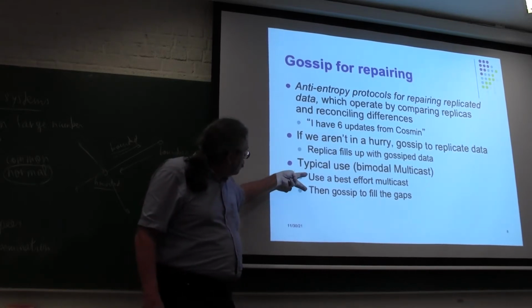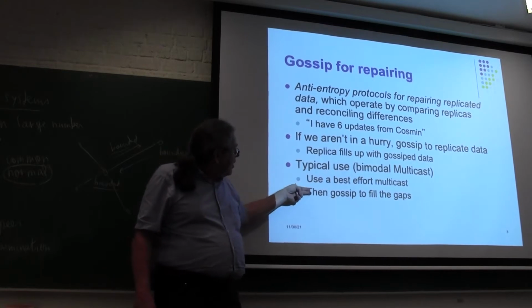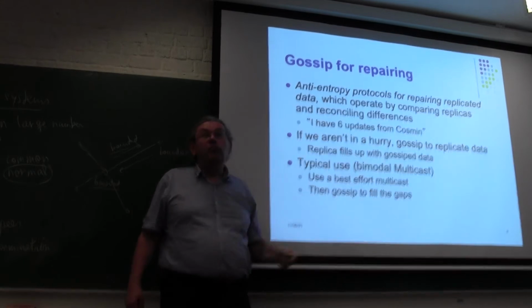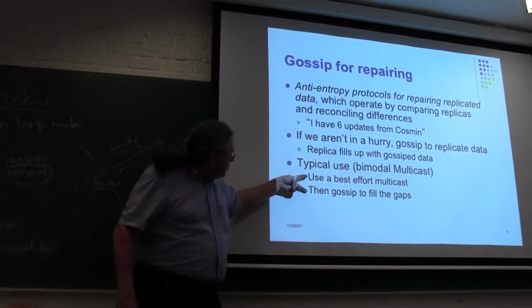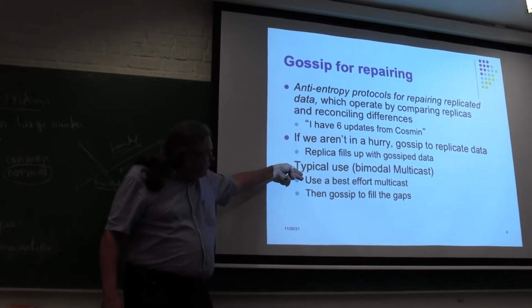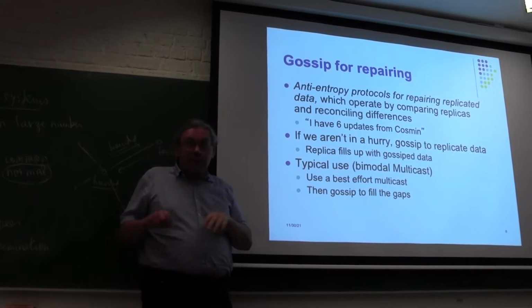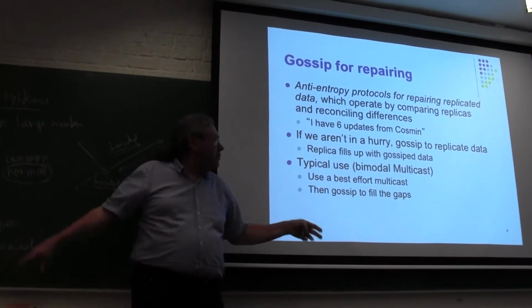So this two-way, this double use, is called bimodal multicast. Bimodal because you have two main algorithms there. This is used a lot. You have a regular algorithm that works most of the time, and then you have a gossip algorithm that is slower, but it makes sure that everybody is reached.